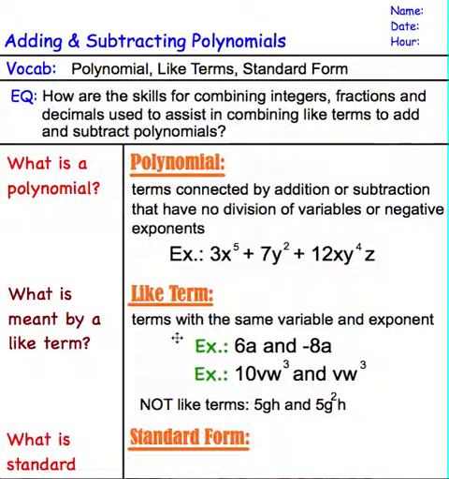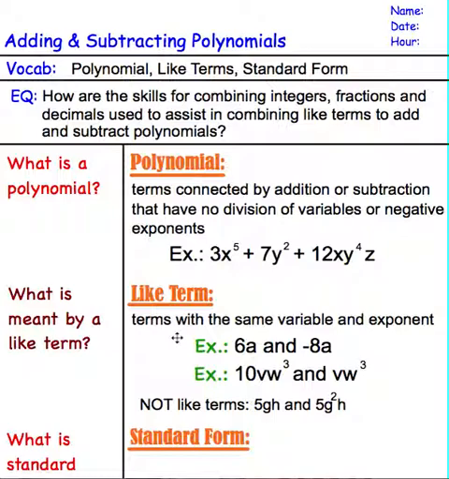Now, an example of non-like terms are 5gh and 5g squared h. The reason why these are not like terms is because while they both have a g and an h in them, the second one has a g squared h, while the other one only has a g to the first power. I like to put some concrete examples to correlate with the variables to give you an idea of whether you can combine them or not. If you can combine them, it would be things that if you put them into the same bowl or the same pen or together in some way, you wouldn't be able to tell the difference between them.